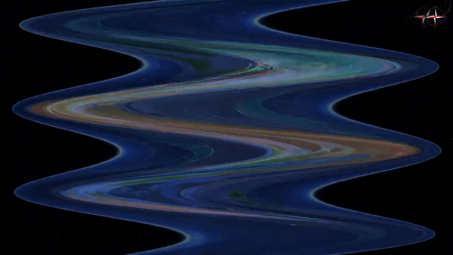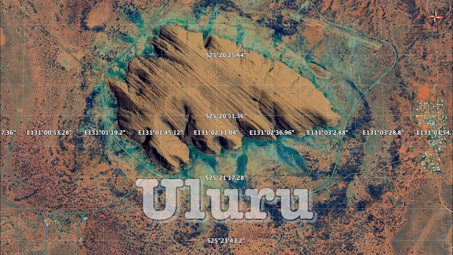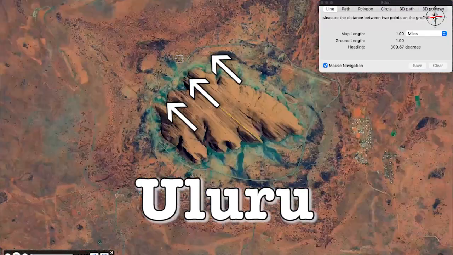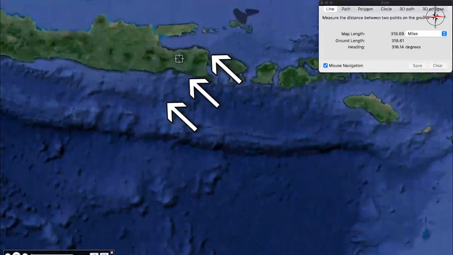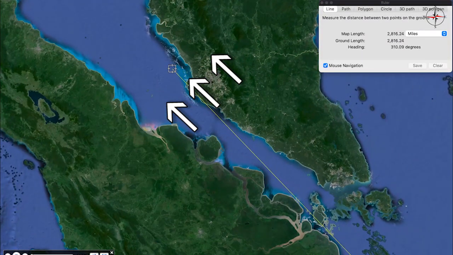In the middle of these deserts, created by the memristive double scroll pattern, is this rock called Uluru. This was the neutral point between the two scrolls. See these lines? You have to follow these lines which point at 310 degrees. And when you do that, you'll see that first the line splits the Greater and Lesser Sunda Islands, and is why there is a channel here.